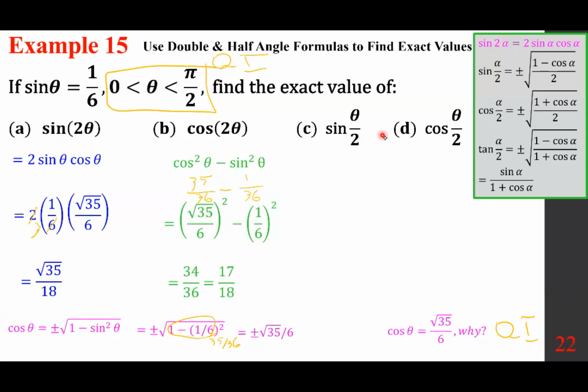Sine of theta over 2. So we're going to use this plus minus. We're going to use plus because this is in the first quadrant. Half of it is also in the first quadrant, it's between 0 and 45 degrees. So we use the plus sign. Okay. 1 minus cosine theta over 2.